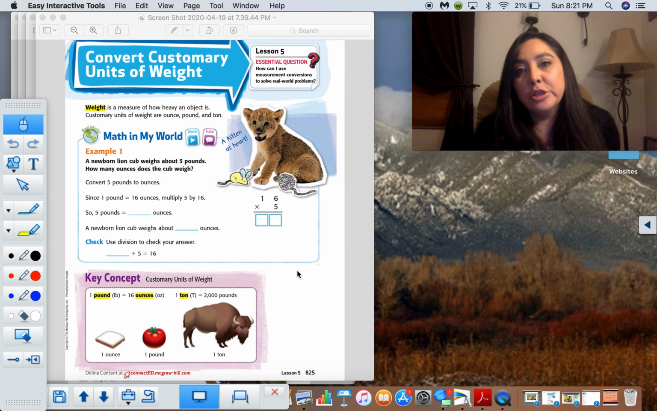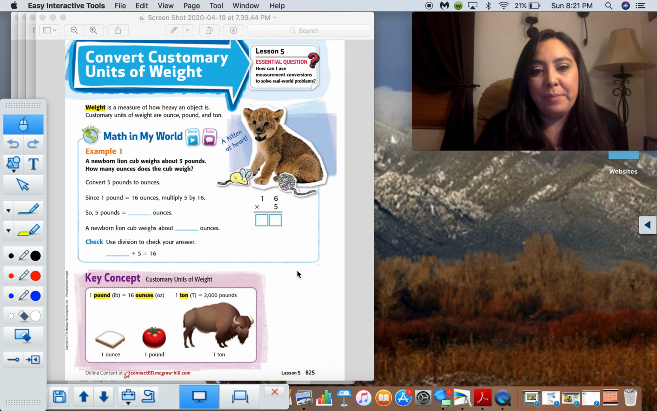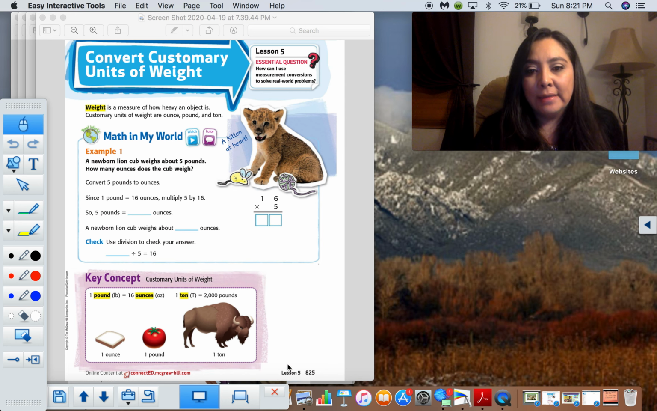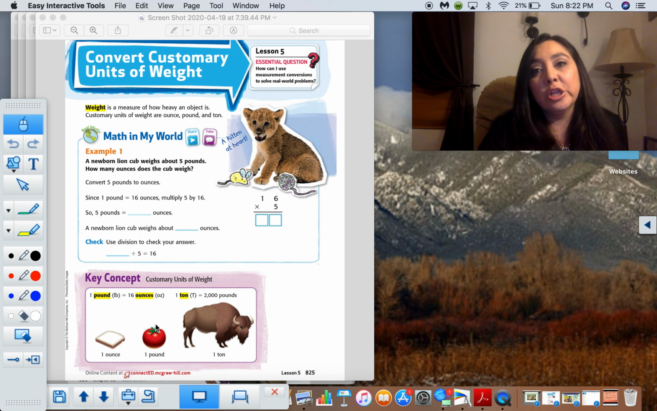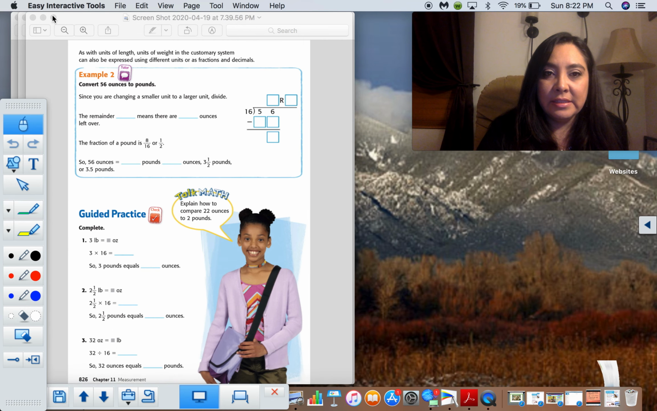One of the things that you can do when you're looking at your math work today is go back to page 825 and use your resources here. We have key concepts. We're going to do pounds to ounces, ounces to pounds, tons to pounds, and vice versa. And so you can just look at your little key at the bottom, page 825, and see that 1 pound is equal to 8 ounces, 1 ton is equal to 2,000 pounds. And this is just what an ounce, a pound, and a ton actually look like, okay? So let's move on to the next page.